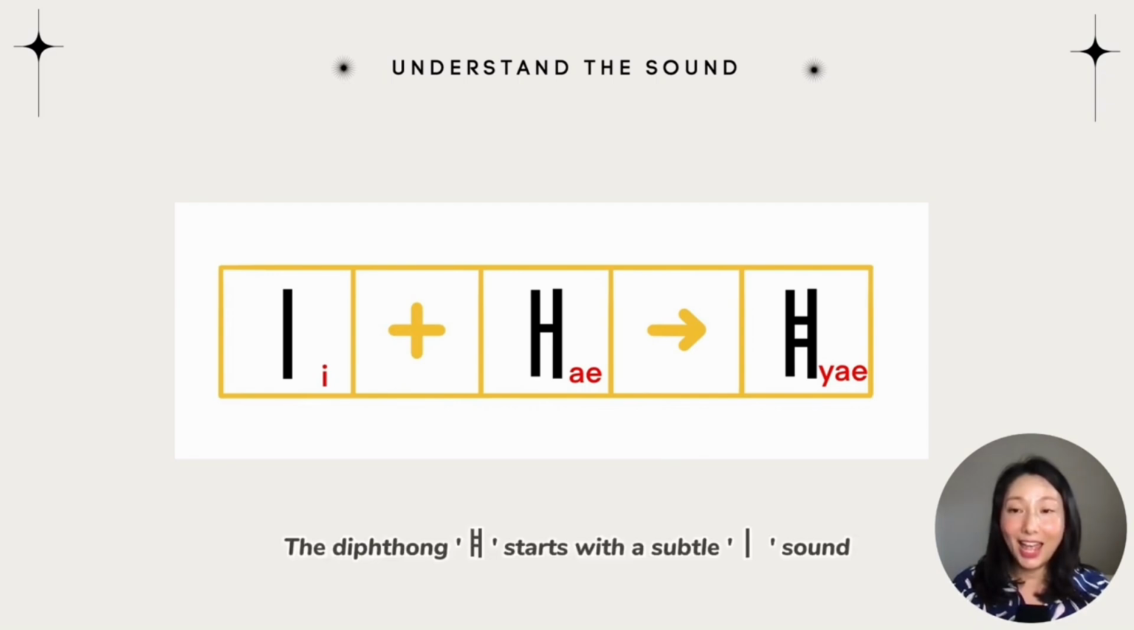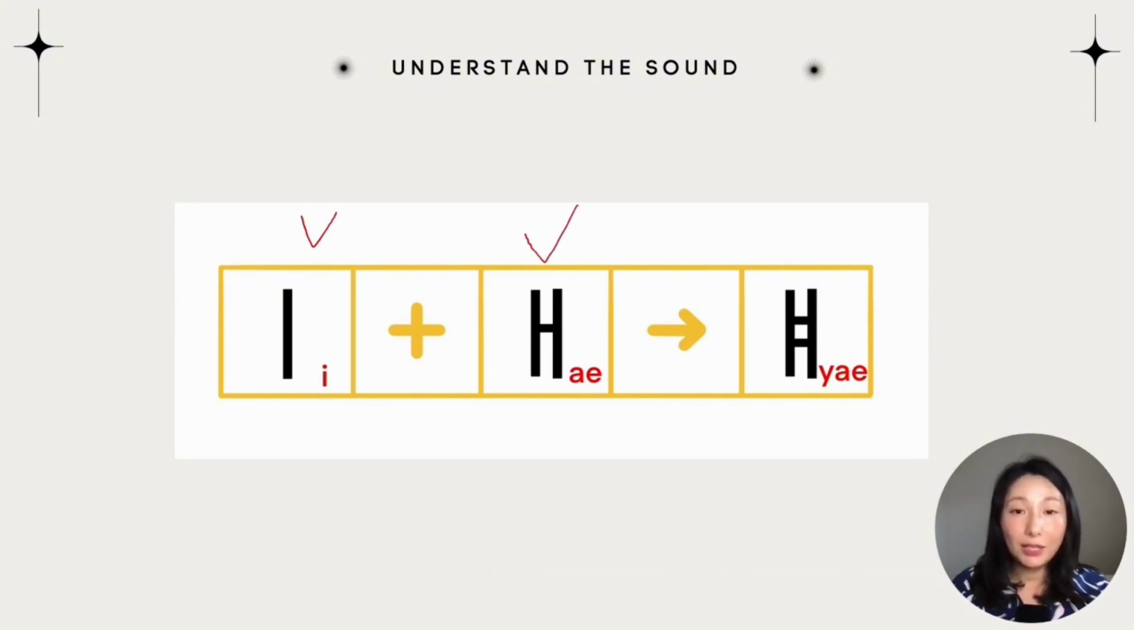The diphthong 예 starts with a subtle E sound and then smoothly blends into the 에 sound. Let me demonstrate for you. 예, 예, 예.